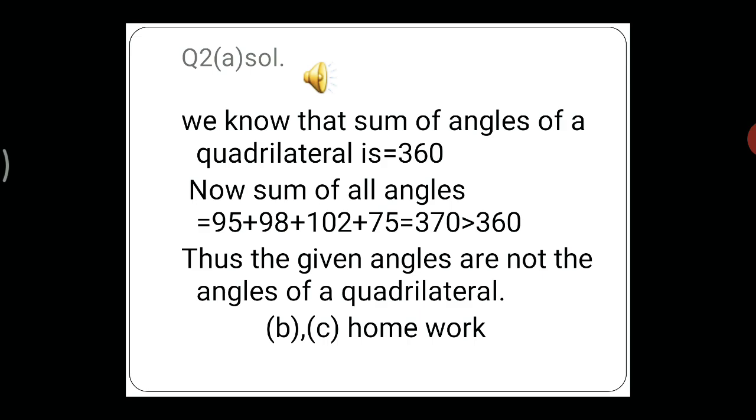Now let us add them all. The given angles, we get 95 plus 98 plus 102 plus 75. That becomes 370 degrees. That is more than 360 degrees. From this concept, we can clearly say that the given angles are not the angles of a quadrilateral. Similarly, you can check B part and C part.